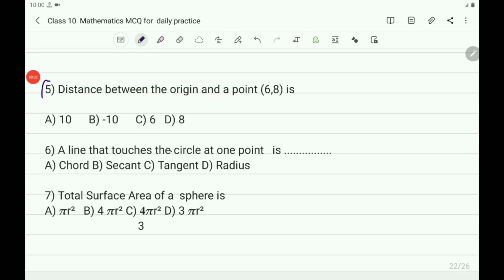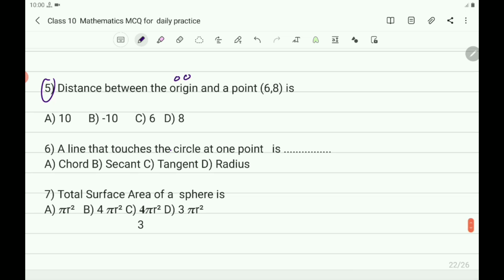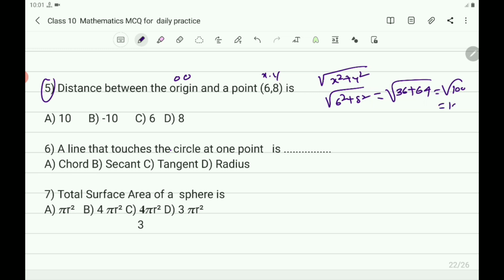Now the fifth question, distance between the origin and a point. If you consider this point as x, y, you know the relation to find the distance between the origin and the given point x, y, that is square root of x square plus y square. Here, square root of 6 square plus 8 square. 6 square is 36, 8 square is 64. So you got 36 plus 64 is 100, square root of which is 10. So what is the answer here? Option A is the answer.